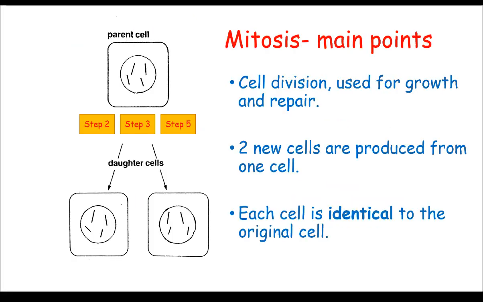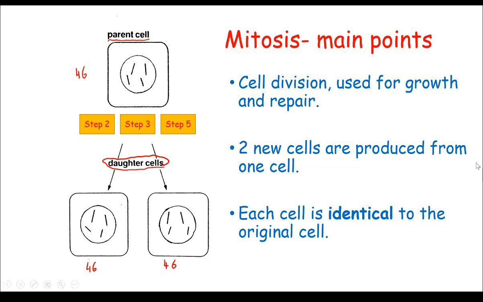Now remember, mitosis is cell division used for growth and repair. There is approximately 5 steps in them, and we end up with 2 new cells which are produced from one cell, and each cell is identical to the original. So if this one starts off with 46 chromosomes, each of these needs to start off with 46 chromosomes each, and it needs to be exactly the same information. Now we say the cell at the start is called the parent cell, and the daughters produced at the end are known as the daughter cells.